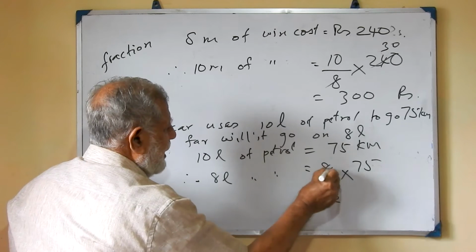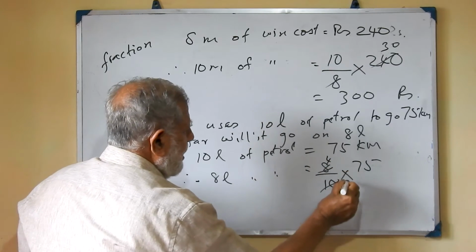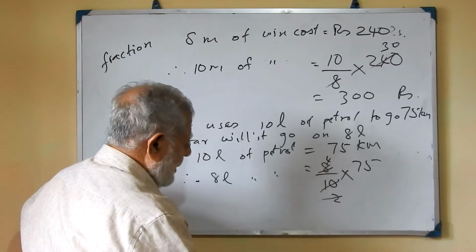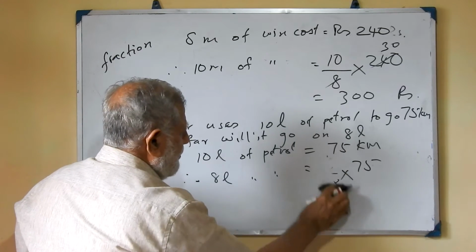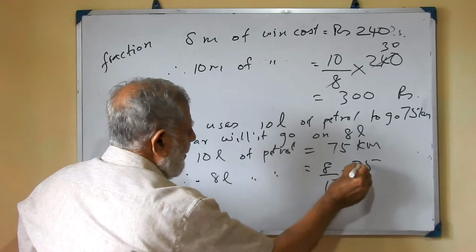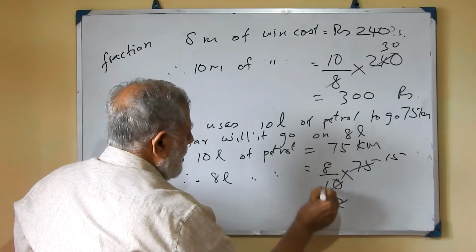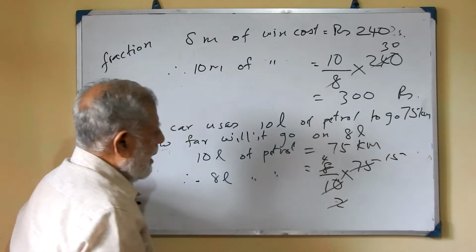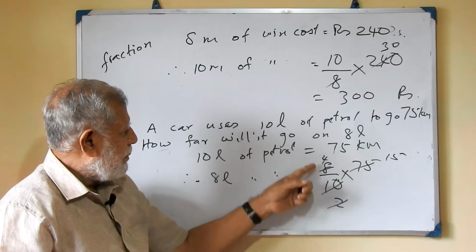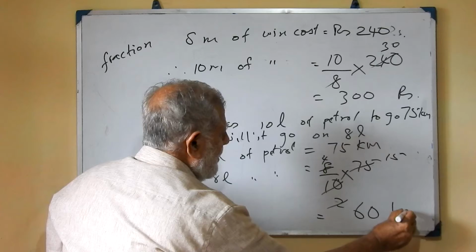5 times 2, 5 times 15. 2 times 4. So it is equal to 60 kilometers.